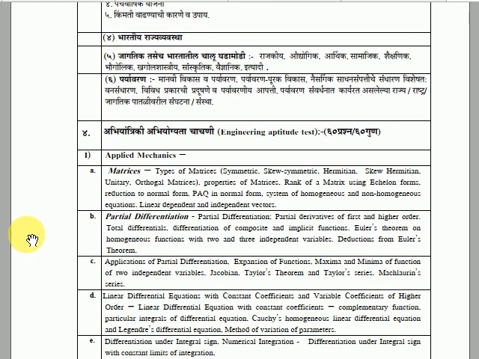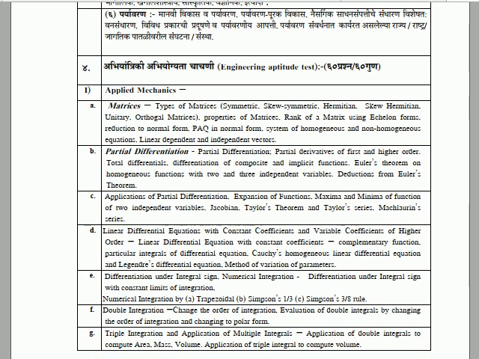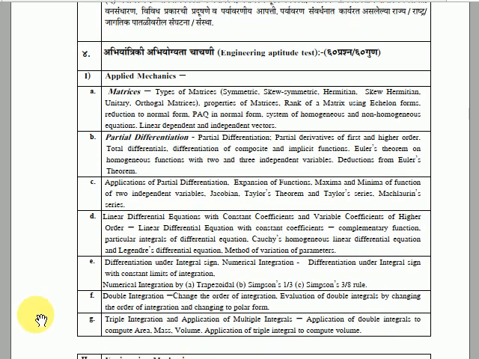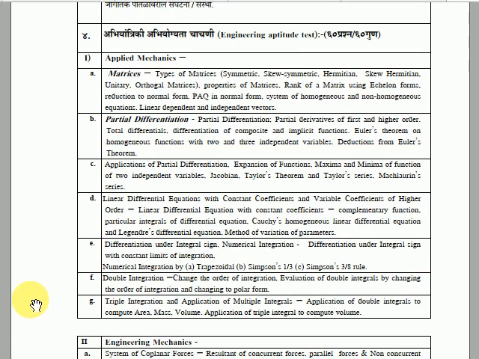And the second part of the syllabus is the engineering aptitude test, which consists of 60 marks. The first subject in that is engineering mathematics. There are a total of A, B, C, D, E, F, G chapters. The mathematics is divided into A to G chapters.